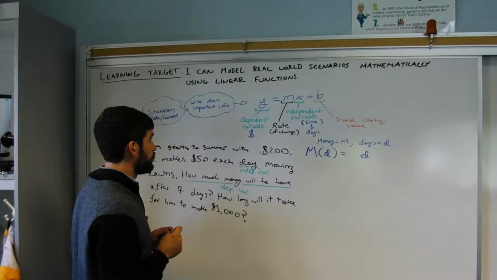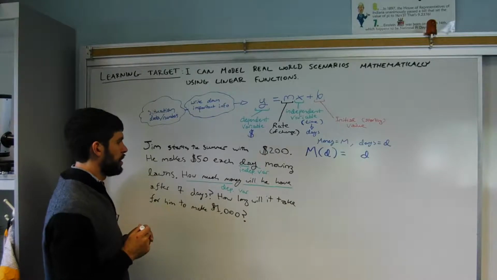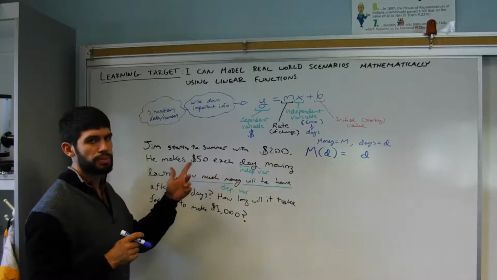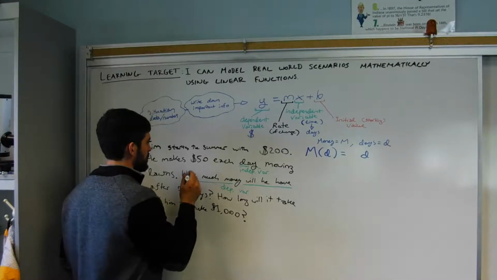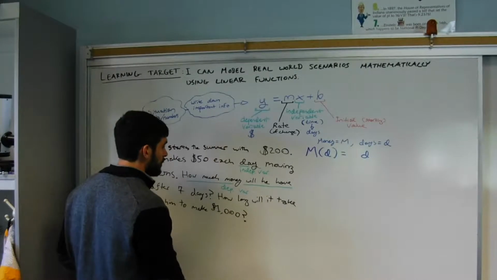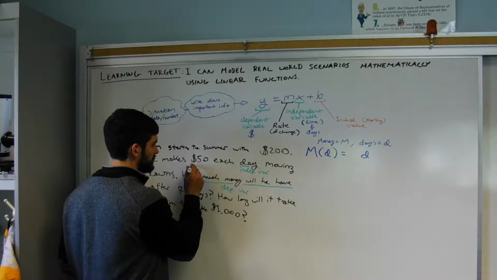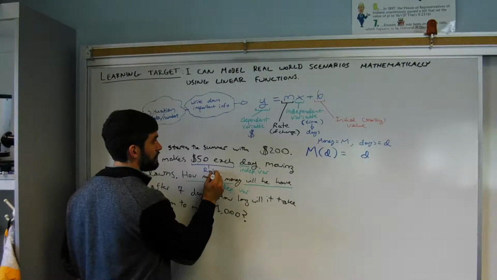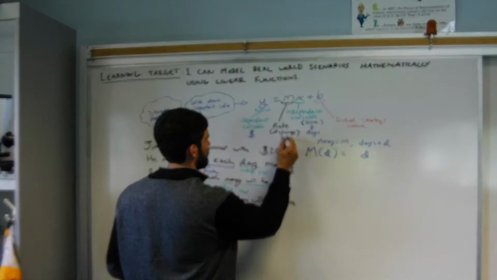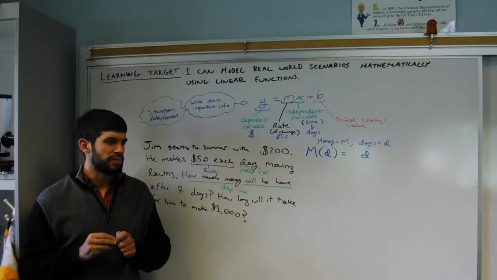So now we want to know what our rate is. Our rate is going to be how much money he makes each day. So he's going to make $50 each day, and that is going to be our rate. So the rate is $50, because that's what's changing, is how much money he makes each day.